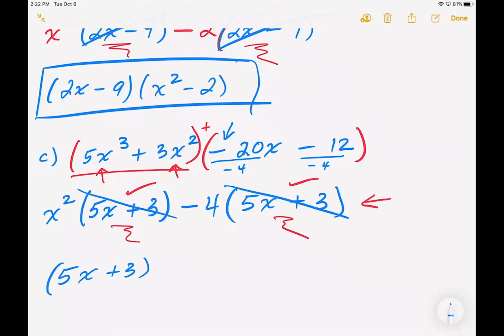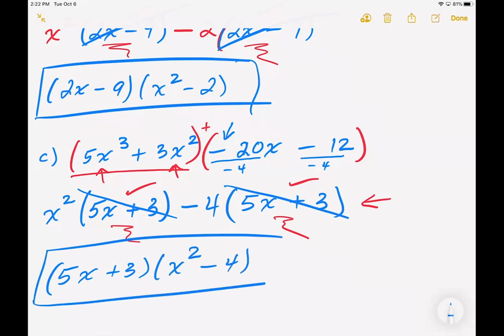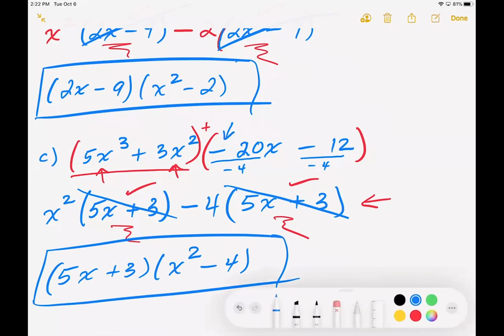The 5x plus 3, what is the leftover? For now, the leftover will be x squared minus 4. The reason I say for now is because you have not seen the special product. There's something going on with the x squared minus 4, but for now, this is what we have. Let me erase all this.